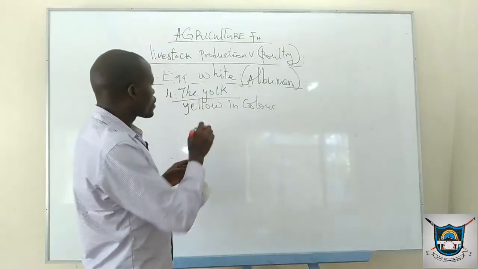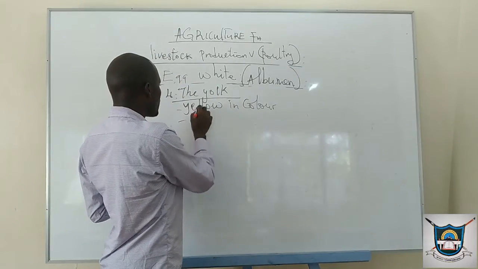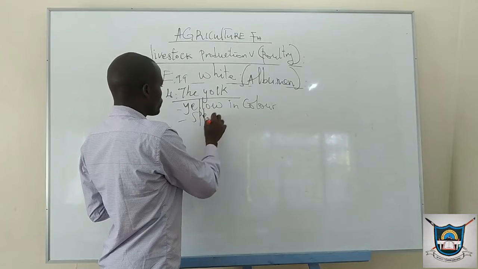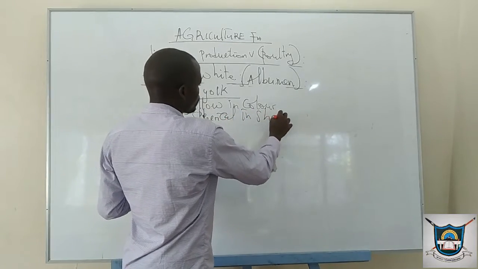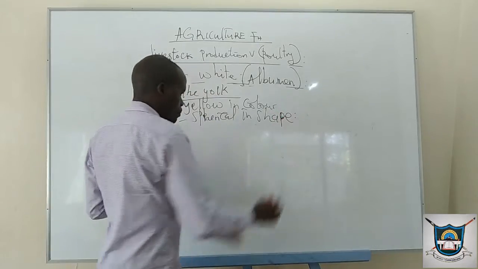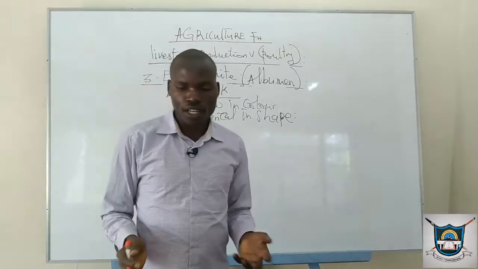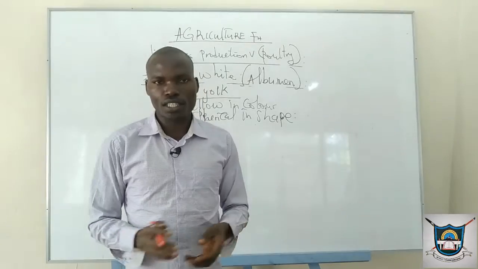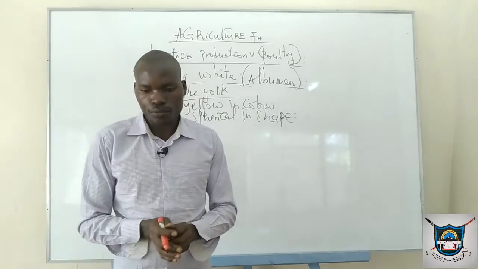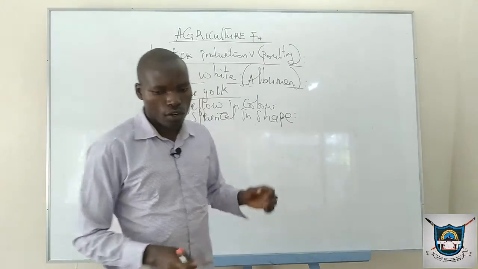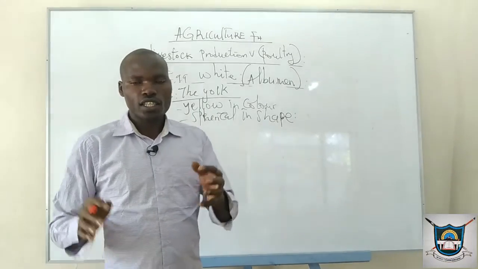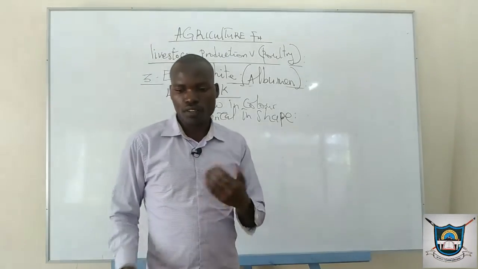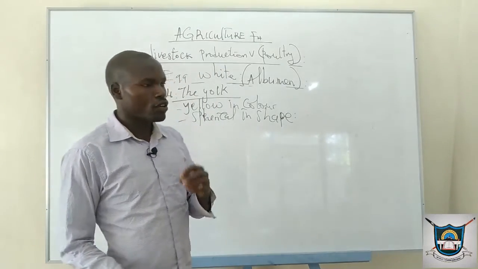And again, this yolk is spherical in shape. That means it is like a sphere. It is represented in that shape. Then within the yolk, the developing chick is able to get vitamins, fat, mineral salt, and also protein.